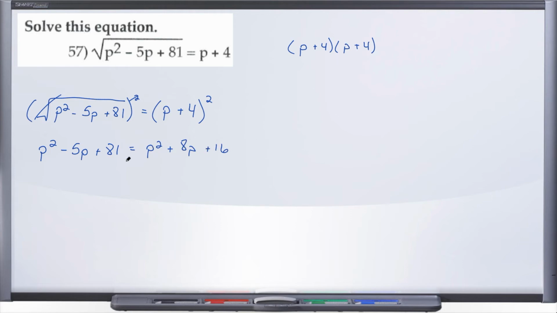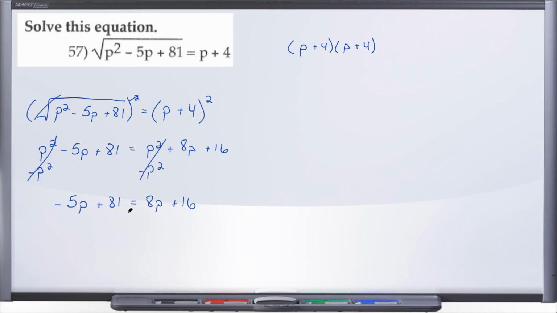So it looks like we have a quadratic going on, doesn't it? So let's go ahead and try to get everything to one side and set this equation equal to 0. So we'll start by subtracting p squared from both sides. But look what happens here. Just like with 56, our p squareds end up canceling. So we really don't have a quadratic here. What we end up with is just negative 5p plus 81 equals 8p plus 16, a basic linear equation here.